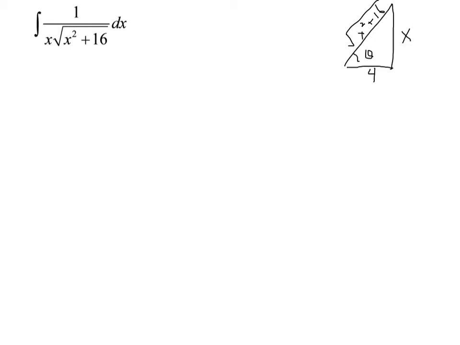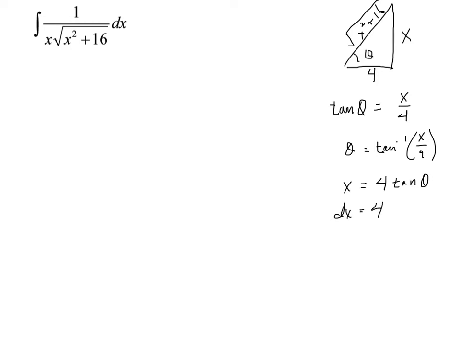So let me start filling things out. I had the opposite and adjacent, so this is going to be a tangent. So I know theta is the inverse tangent of x over 4. I know that x is equal to 4 tangent theta, and I know dx is 4 secant squared theta d theta. Okay, let's go back in and start replacing things.